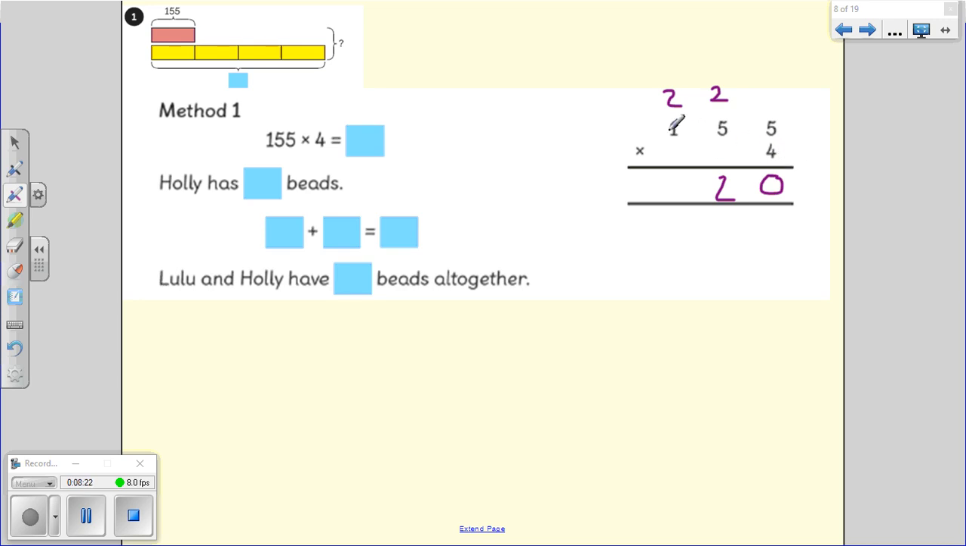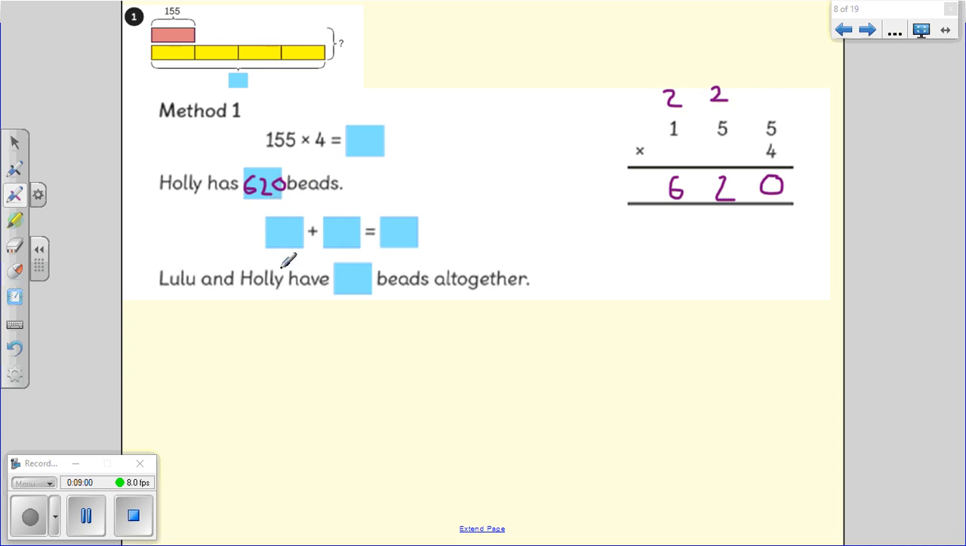Then I need to do 4 times 100. So 4 times 1 is 4. Let's add the 2 on, and that gives me 6. So altogether, Holly has 620 beads. Fantastic. But remember that the question was, how many do Lulu and Holly have altogether? So we now know that Holly has 620 beads, and we already knew Lulu has 155 beads.